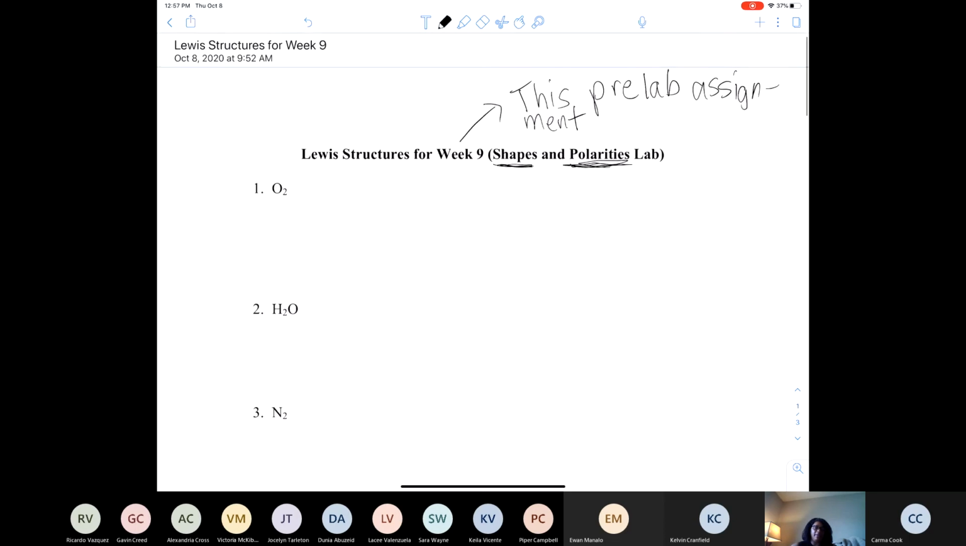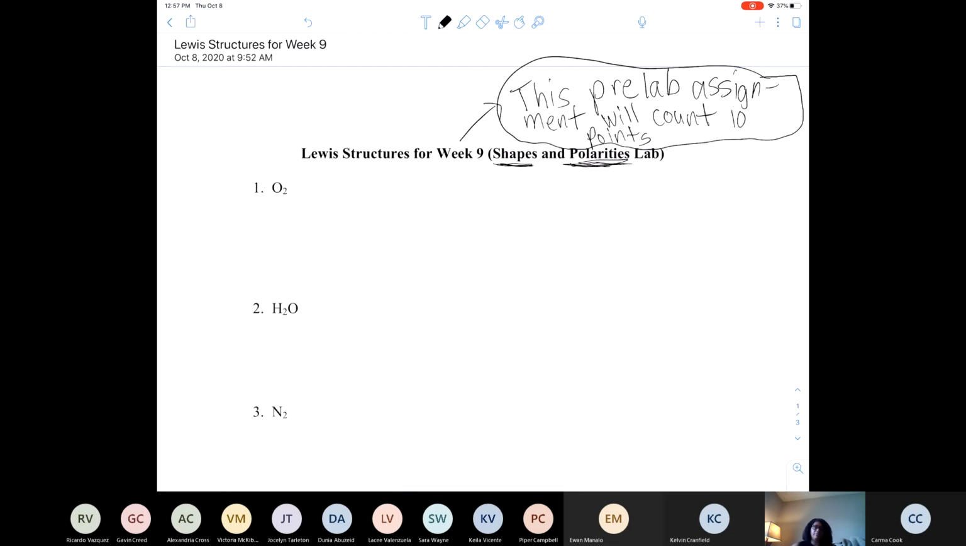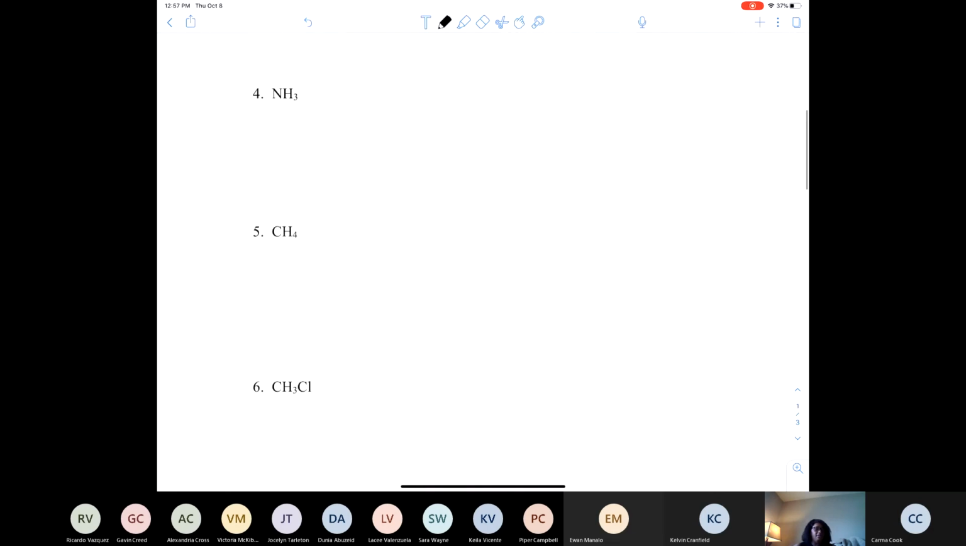So this pre-lab assignment will count 10 points. So 10 of your total 100 points will come from this pre-lab assignment. I'm not going to grade it based on correctness. I'm going to grade it based on completeness. So as long as you've got a Lewis structure for me for all 17 compounds, you will get the 10 points, whether they are totally correct or not.